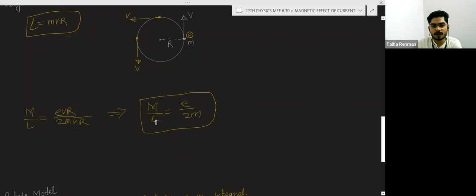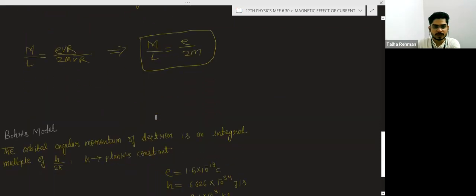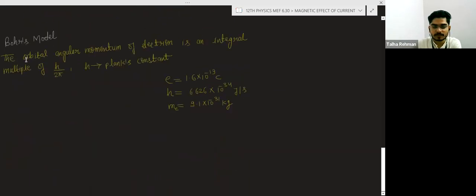Now, according to this, there is a relation between the magnetic moment and the angular momentum of the electron. So now, Bohr's model. Bohr is the name of a scientist. According to this, the orbital angular momentum of an electron is an integral multiple of h upon 2 pi. H represents the Planck's constant.